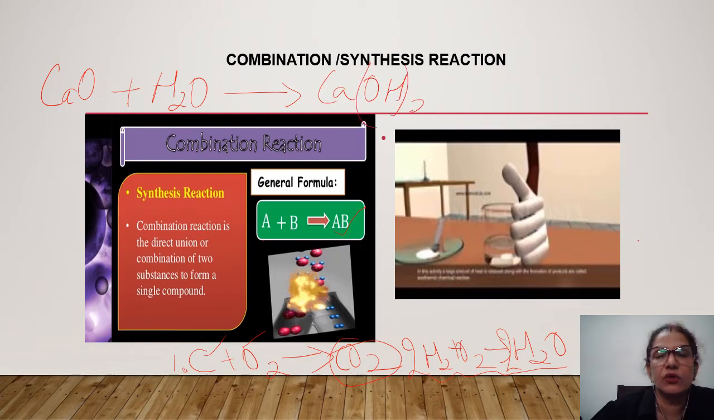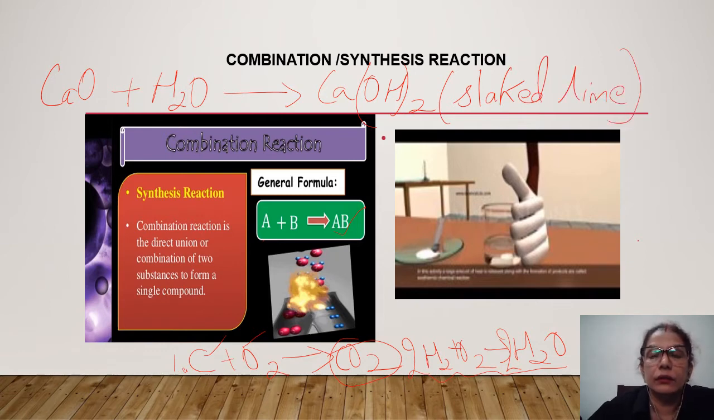Calcium hydroxide is also known as slaked lime. So this is the combination reaction which you had seen. Now in the video you have also seen that when exhaled air is blown into this calcium hydroxide, it turns into calcium carbonate, because exhaled air has carbon dioxide. So it combines with carbon dioxide and forms calcium carbonate. That's again another combination reaction.